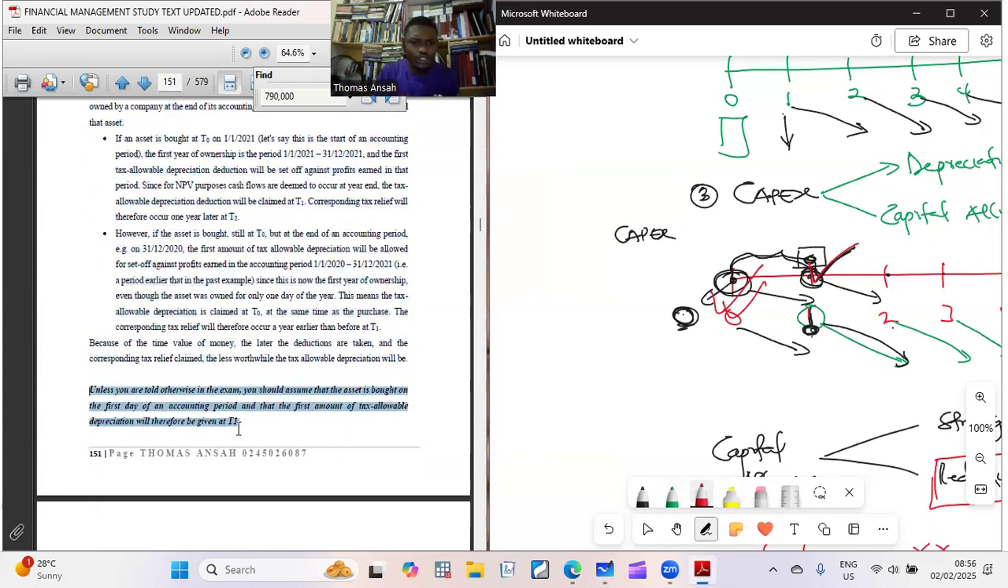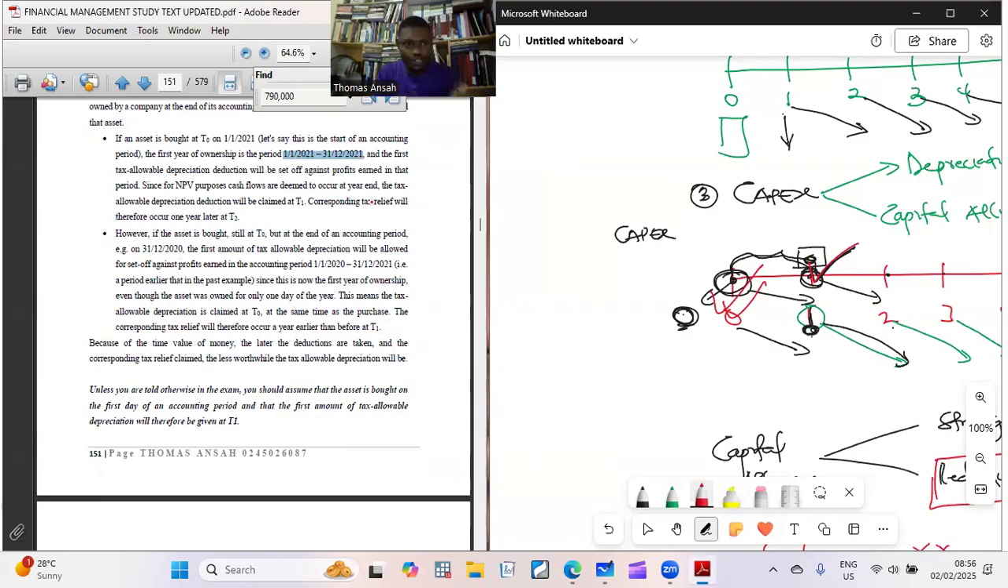So listen to this one. This is the most important thing. So you see, if an asset is bought at T0, which is, let's say, 2021, say this is the start of the accounting period. The first ownership is this period.